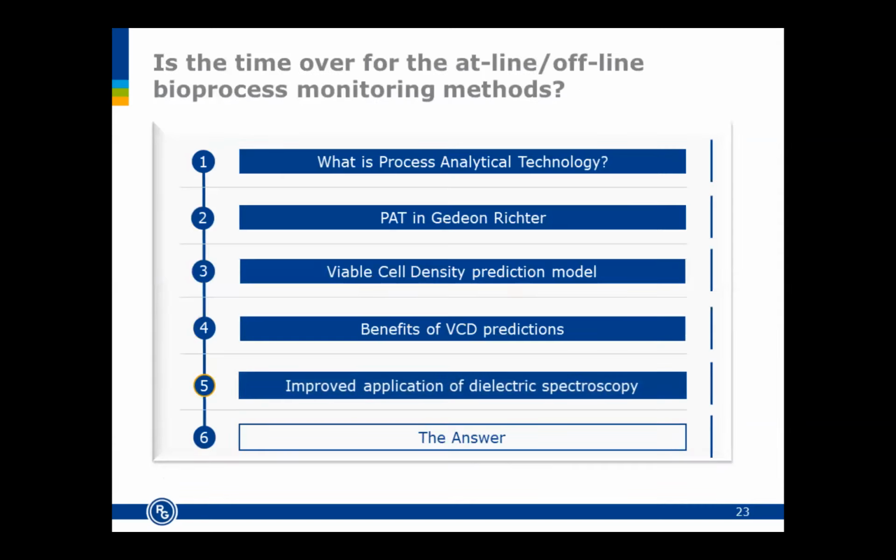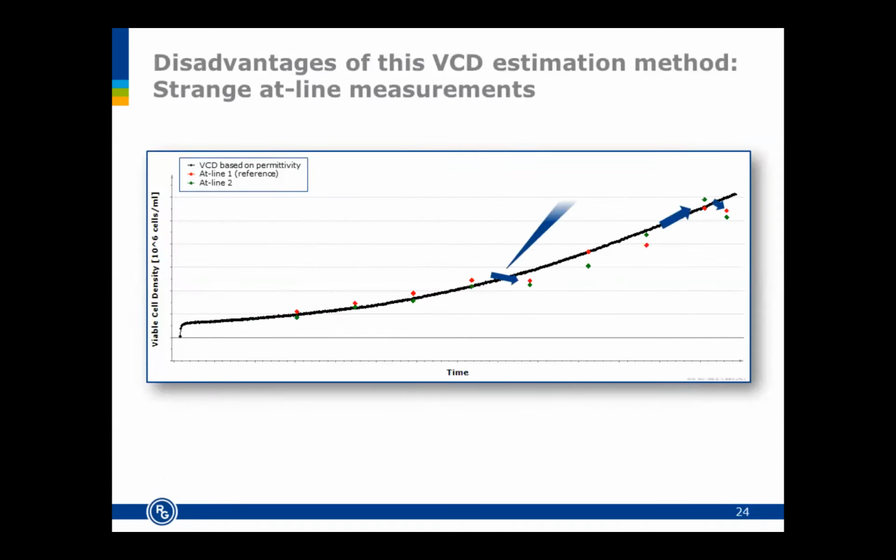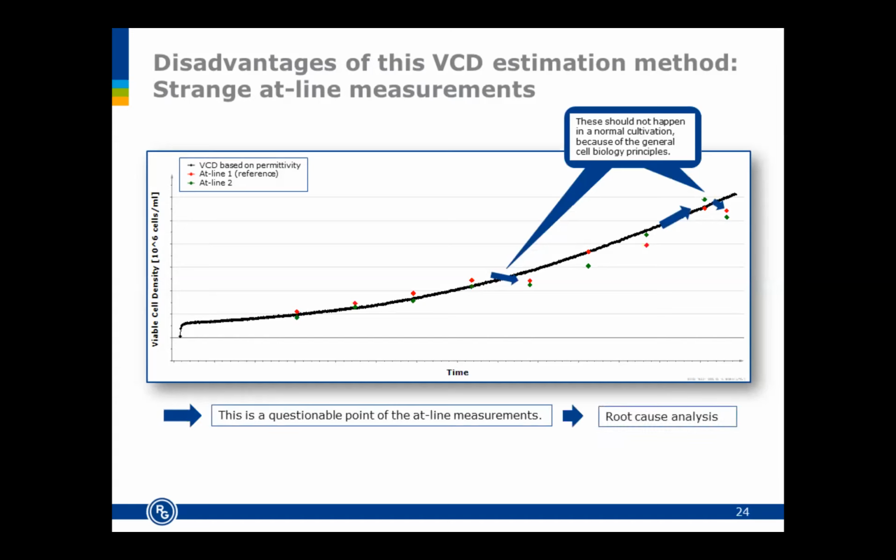But we haven't reached the top of the mountain with this, because we can improve our models further using only dielectric spectroscopy. I think a big disadvantage of the current method is that the at-line samples are still there. In this graph, you can see the at-line measured and the predicted VCD values. The decreases you can see in the at-line measured data points in the VCD values should not happen in a normal cultivation due to general cell biology principles. This is definitely a questionable point of the at-line measurements.